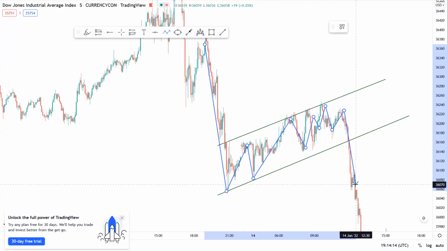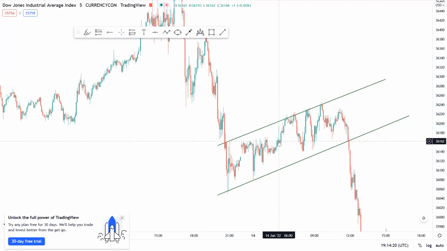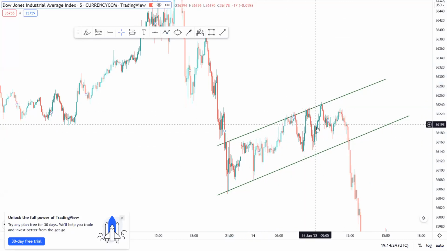So this is an impulse and correction. What I like about impulse and correction is that you can either enter inside the diagonal support and diagonal resistance, or you can enter once it breaks out and closes outside. Once it closes outside, we fly.